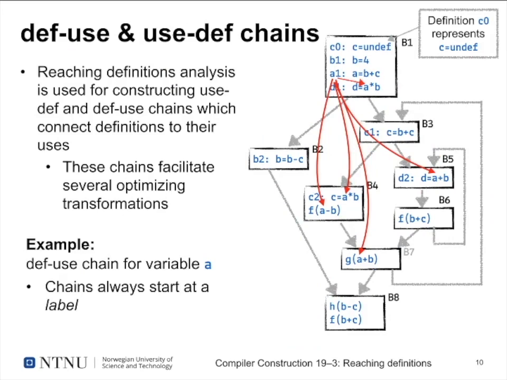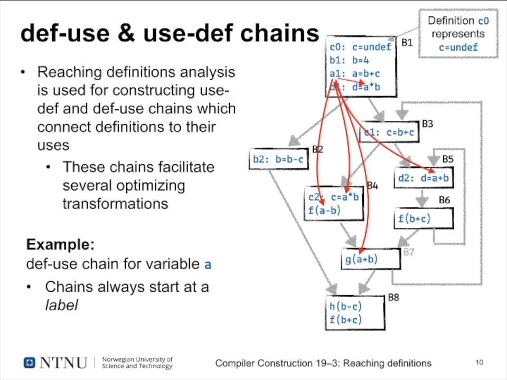Now, when we consider the data flow through our complete program, we can take this a bit further, so we can actually define chains of defs and uses and the other way around. So reaching definitions, this analysis is actually used for constructing so-called useDef and defUse chains, and these always connect definitions of variables to their uses or the other way around. And these are the basis for facilitating several optimizing transformations here.